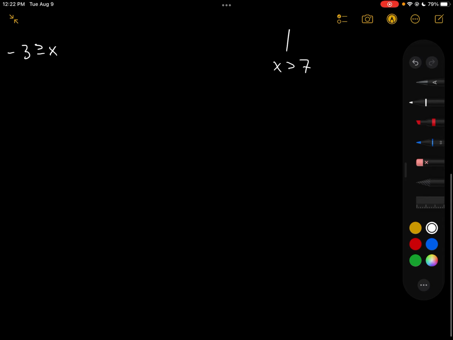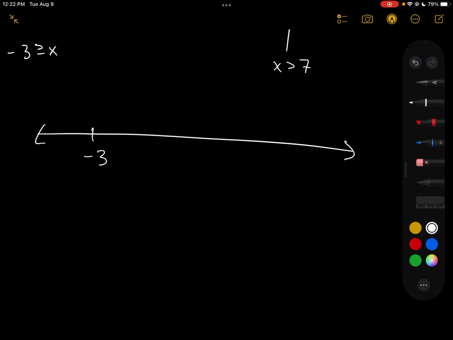So based off of these solutions, we no longer need any of the algebra solving steps. We're just going to go to a number line. And we just take these one at a time. So if we start off here on the left side with negative 3, then we also see on the right side we have positive 7. And we have to take a look and see which direction are these things going. So we see that negative 3 is greater than or equal to x.